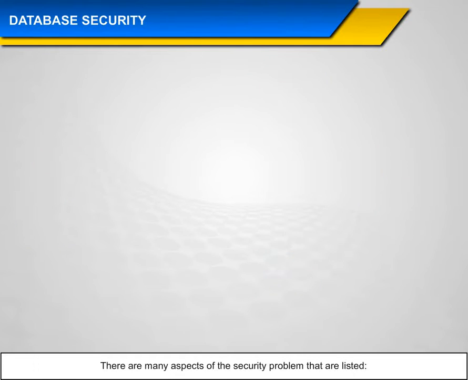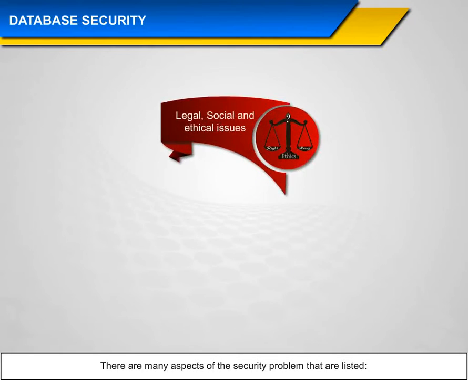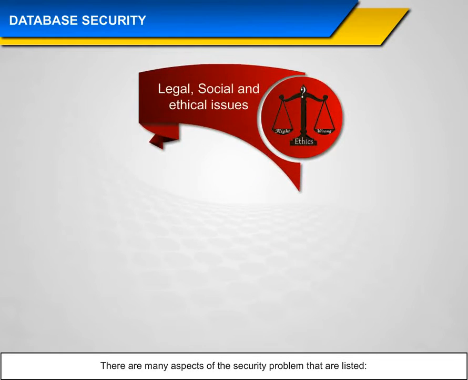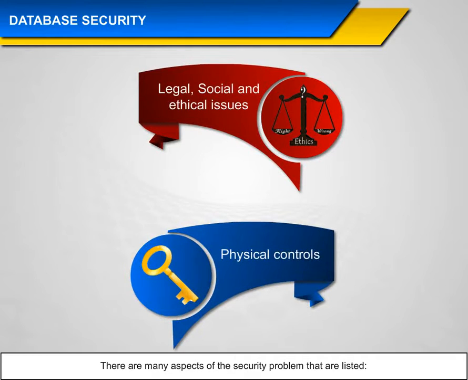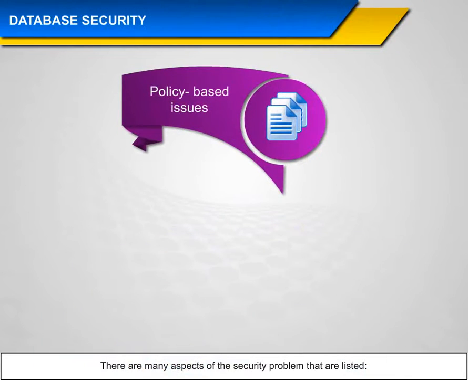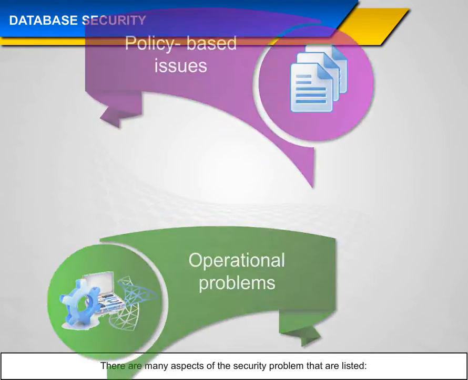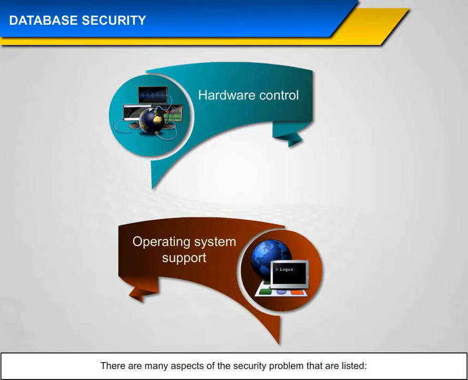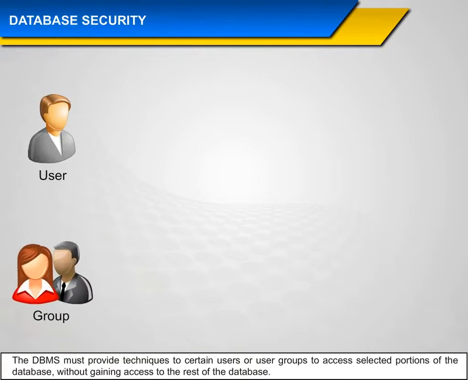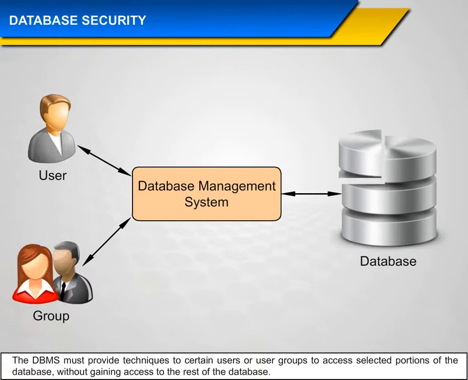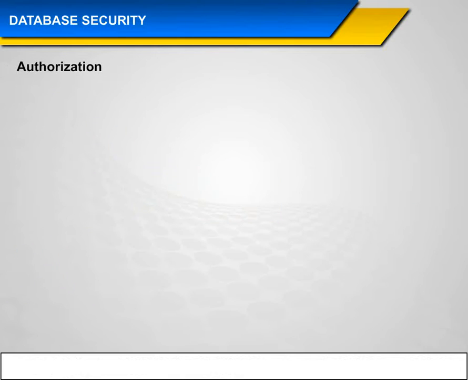There are many aspects of the security problem that are listed: legal, social and ethical issues, physical controls, policy-based issues, operational problems, hardware control, operating system support. The DBMS must provide techniques to certain users or user groups to access selected portions of the database without gaining access to the rest of the database.